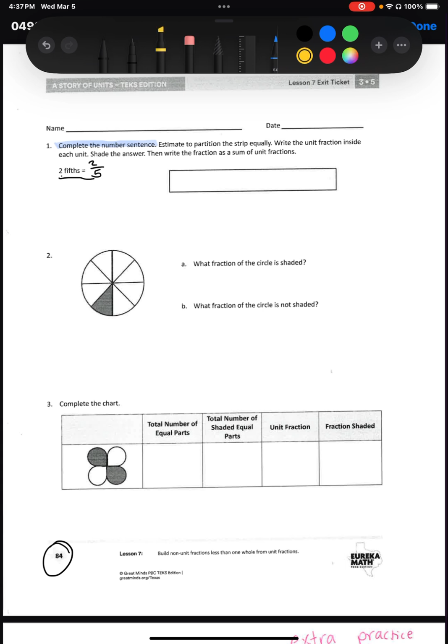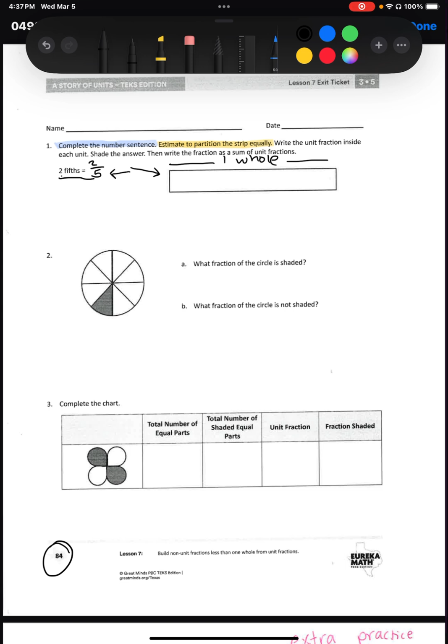The second part of this says estimate to partition the strip equally. So right here is the math model that we're going to be using. It is like a long strip diagram, which we have studied since the beginning of the year. This strip altogether represents one whole. We now need to decompose this into the fraction here.